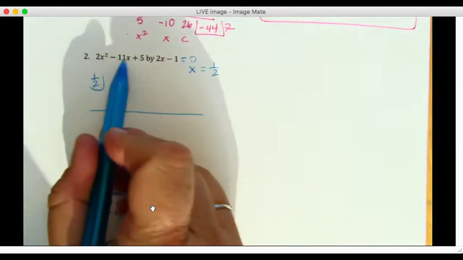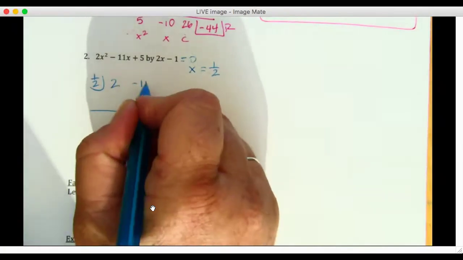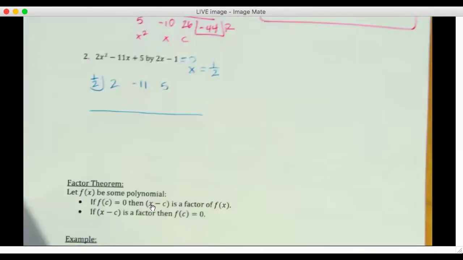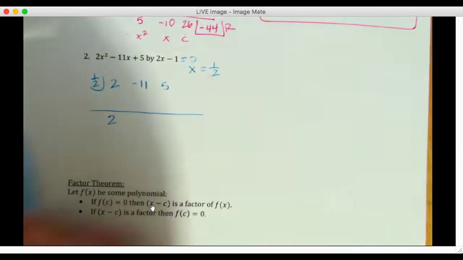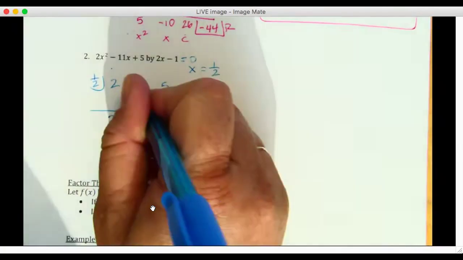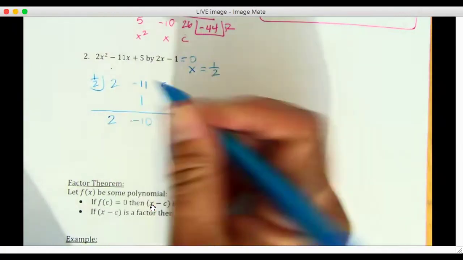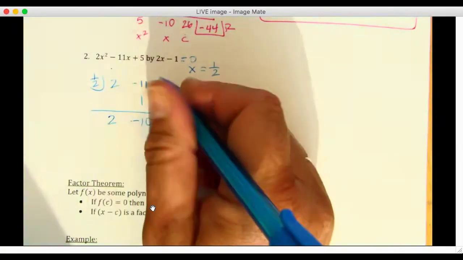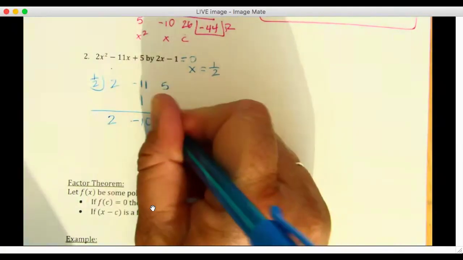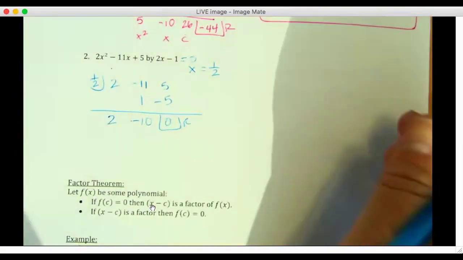I have no missing terms. It's already in descending order, so I can just write those down: 2, negative 11, and 5. And the first thing I'm going to do is bring down the 2. And then I have 1/2 times 2 is 1. Negative 11 plus 1 is negative 10. 1/2 times negative 10 is negative 5. 5 plus negative 5 is 0. So I have a remainder of 0 here. That means it divides evenly.